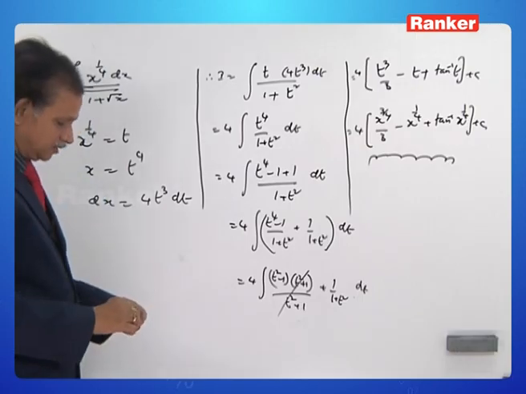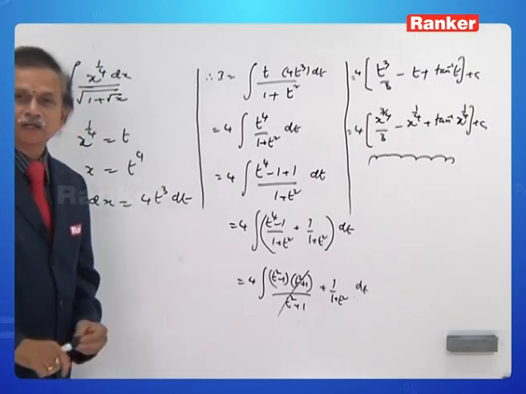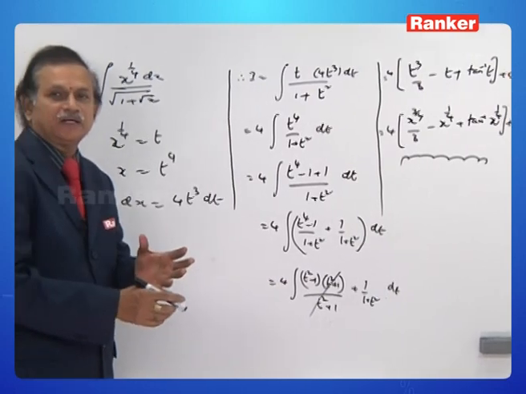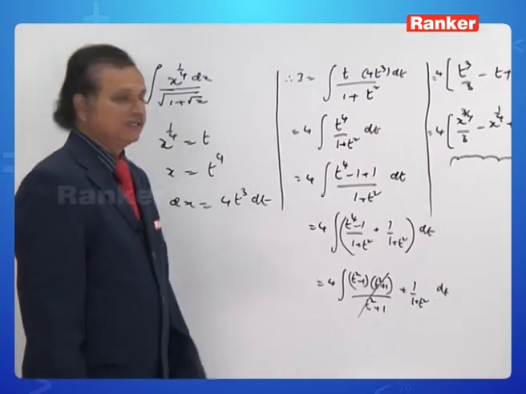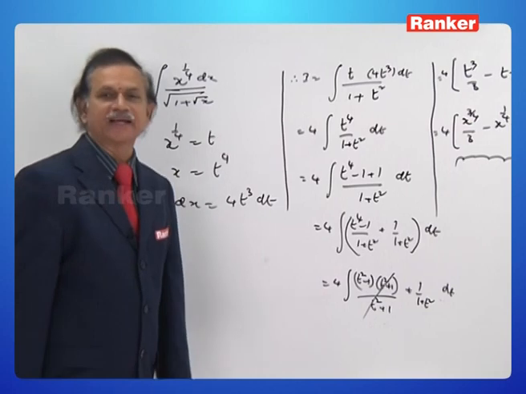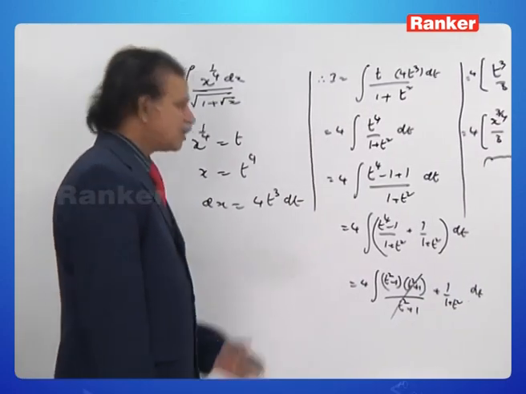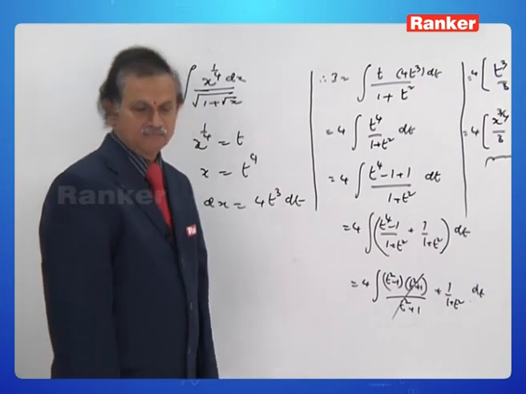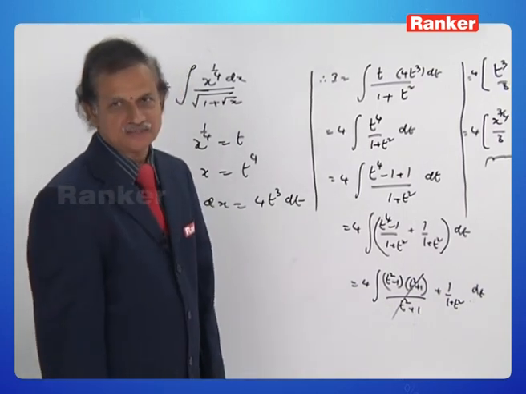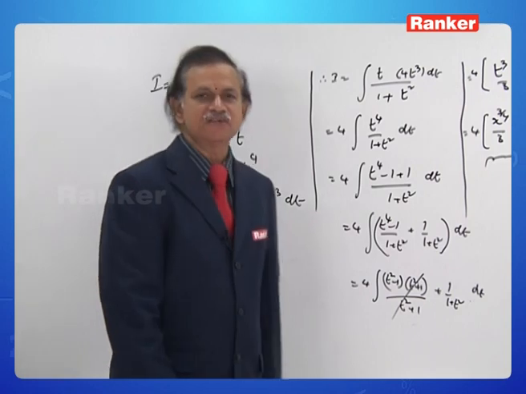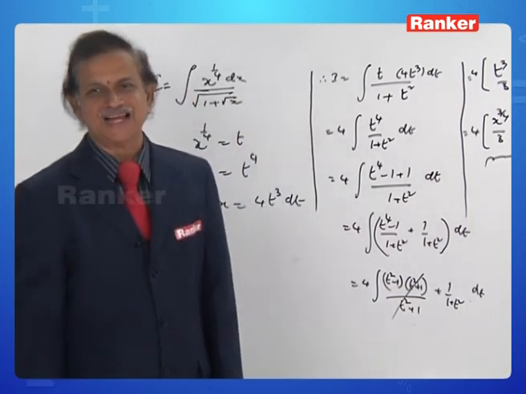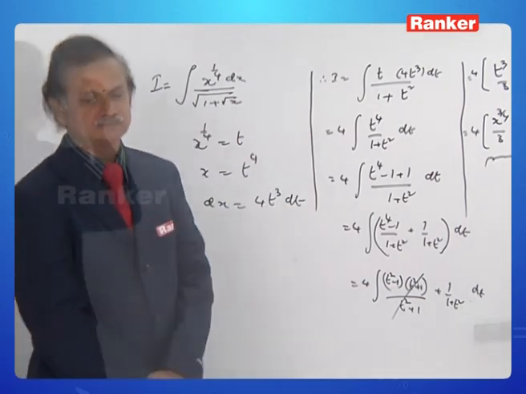That is the answer. Please try to catch the point of substituting. X power 1 by 4 is taken as t, so that simplification can be processed very easily. This is the answer for this question. This is the style in which we may have to make an attack to solve the problem.